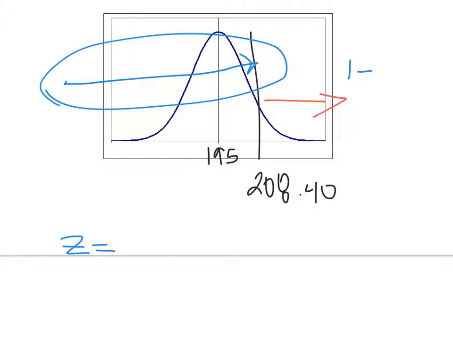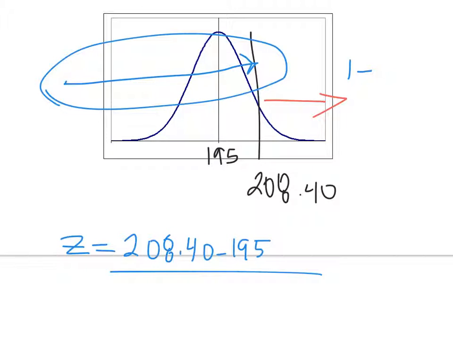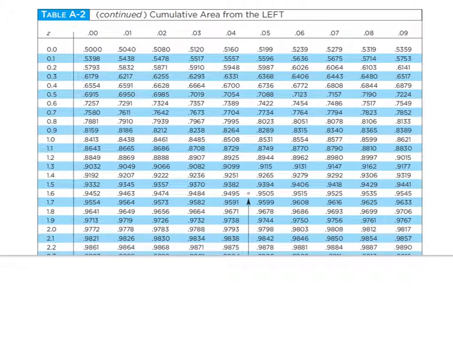I get the same way every time. So, 208.40 minus 195 over 8.9, and I get 1.51. So that's what I'm going to look up in the table, the 1.4. Away I go.